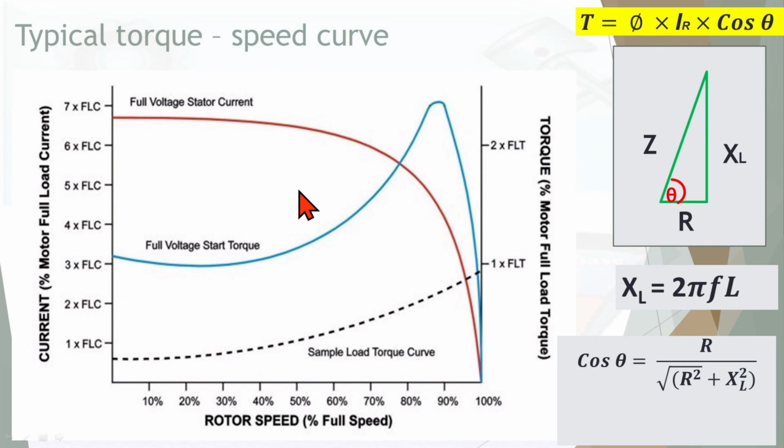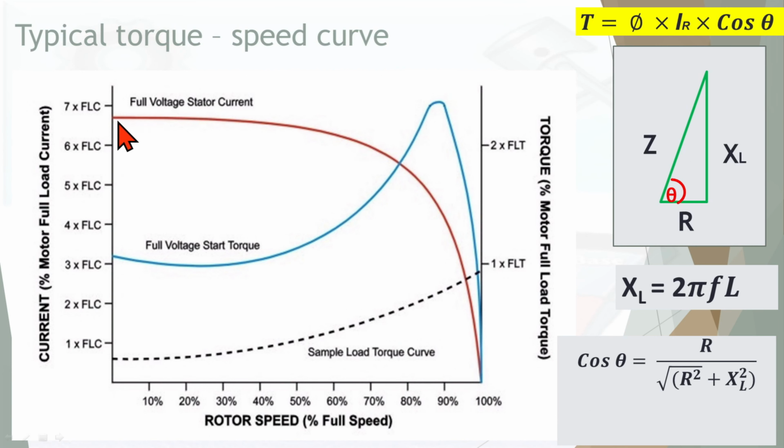So there are two different characteristics we can see. First, we will look into the current characteristic. From the beginning, it takes almost 7 times the full load current. The full load current remains somewhere here, and it takes 7 times its full load current. This is the full load current. The working operating point, let's say, is here. So this is the operating current, the full load current at that point. So that is 7 times.